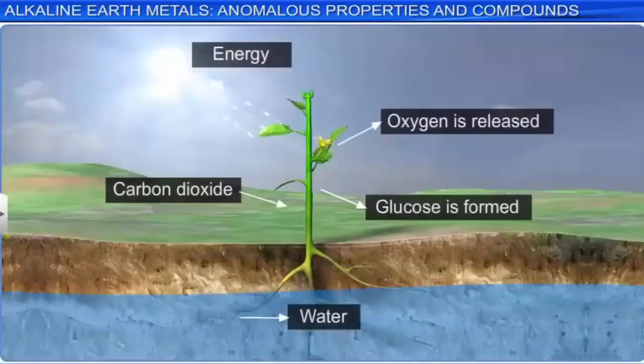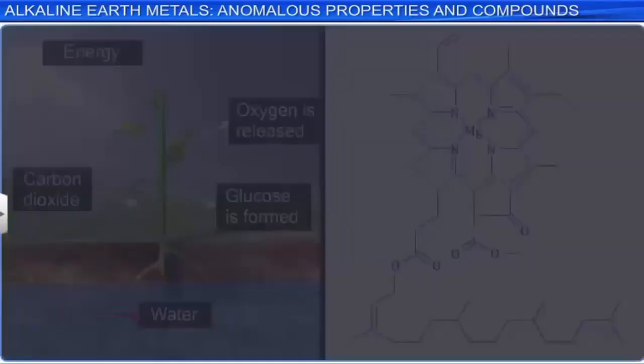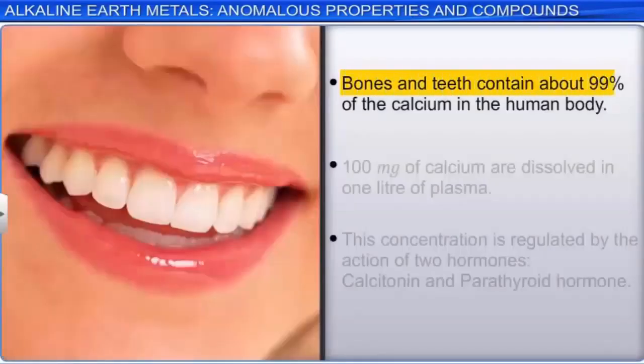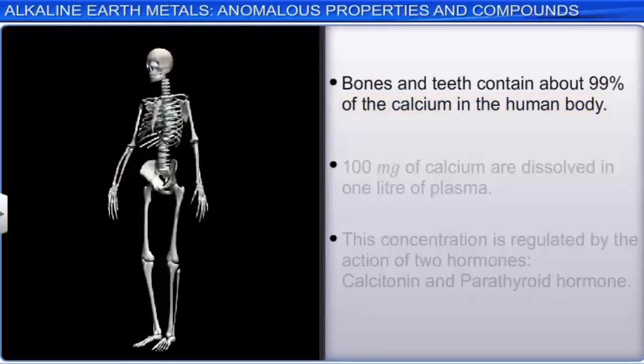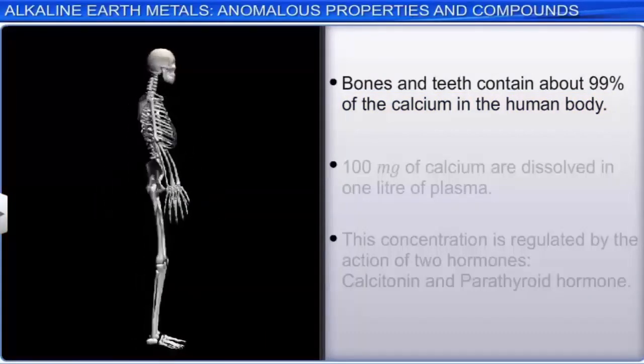Chlorophyll is the main pigment in plants that absorbs light for photosynthesis. The porphyrin ring in chlorophyll contains magnesium. Bones and teeth contain about 99% of the calcium in the human body. Bone, which is alive, with a complex structure, is continuously being solubilized and redeposited in the body.